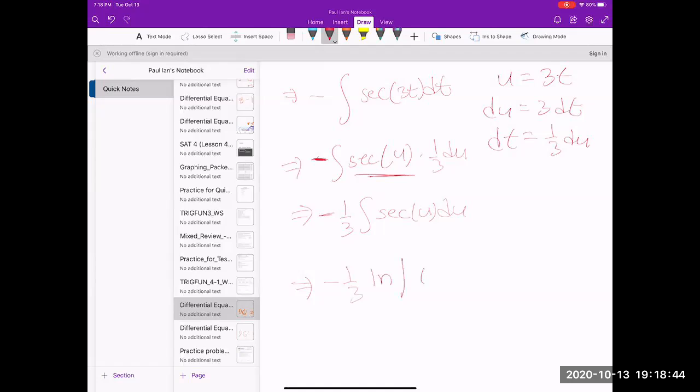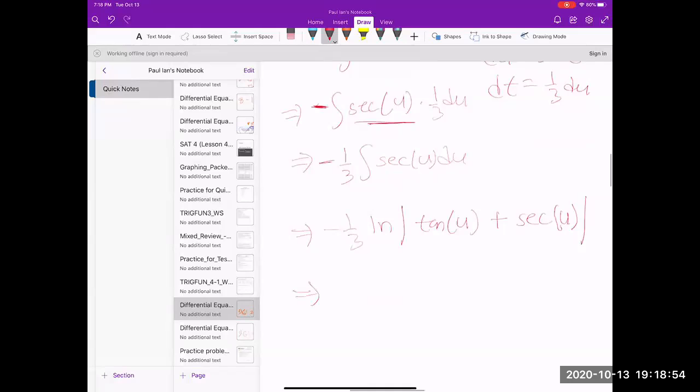Okay, so secant becomes natural log? Yeah. Oh, because it's not secant squared, it's secant, so you would have tan u plus secant u, natural log. And plug back in the u, which is 3t. So negative 1/3 natural log of tan 3t plus secant 3t. That's it.